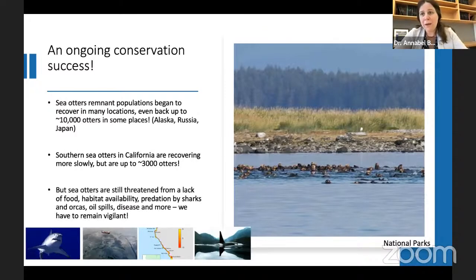But we still have to remain vigilant. There's a lot of threats to sea otter populations still. There can be a lack of food or habitat availability. There can be predation by sharks or orcas. They're very vulnerable to oil spills and disease spillover from land. So this is really something that's an incredible success, but also something that's an ongoing effort and requires continued monitoring and management.